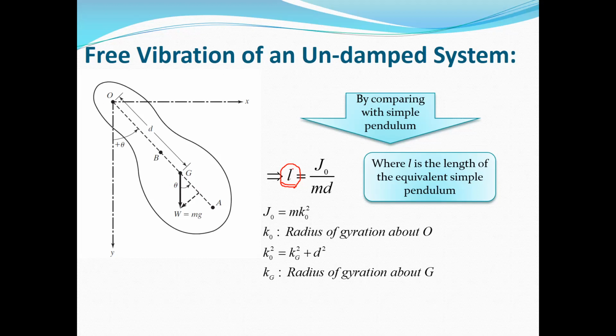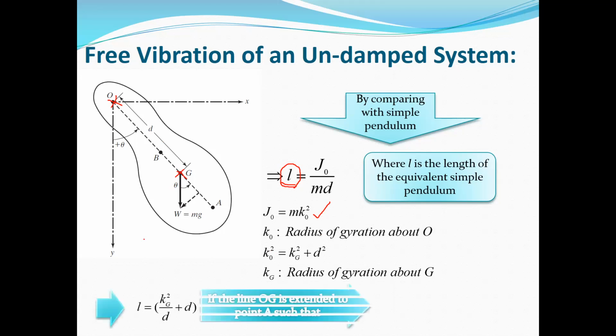But this time, this L is the equivalent length for your compound pendulum, and it will be obtained from this equation. So we can calculate this L, where J naught, as I told you, is equal to the mass moment of inertia, and it's equal to M times K naught squared, and K naught is the radius of gyration about point O. You know these equations from dynamics. And K naught squared is equal to Kg squared plus D squared. Kg is the radius of gyration about point G, and D is the distance between point O and G. So you can substitute here, and if you continue your length, you can find another point A, where the length of GA is equal to Kg squared divided by D.